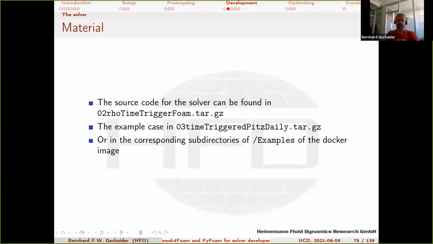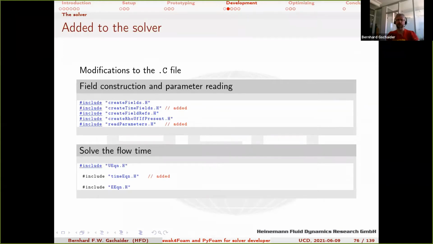The material for this is basically in two tars. One of them is this rhoTimeTriggerFoam. That's the actual sources of the solver. I'm only going to show you the interesting parts. Stuff like creating fields and reading parameters, you probably already know because you're developing your stuff yourself. And the case that I'm going to use is in the other tar file, and basically both of these can be found in the examples directory of the Docker image.